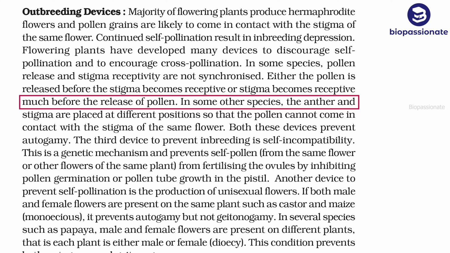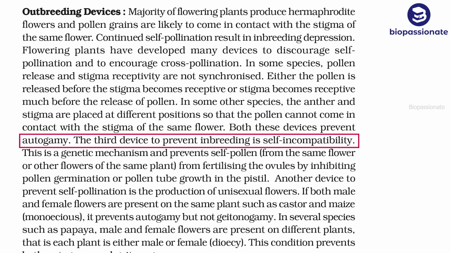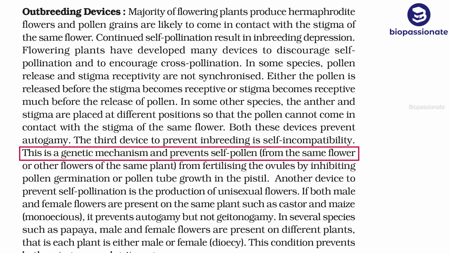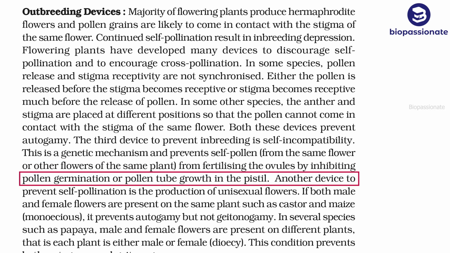In some other species, the anther and stigma are placed at different positions so that the pollen cannot come in contact with the stigma of the same flower. Both these devices prevent autogamy. The third device to prevent inbreeding is self-incompatibility. This is a genetic mechanism and prevents self-pollen from the same flower or other flowers of the same plant from fertilizing the ovules by inhibiting pollen germination or pollen tube growth in the pistil.